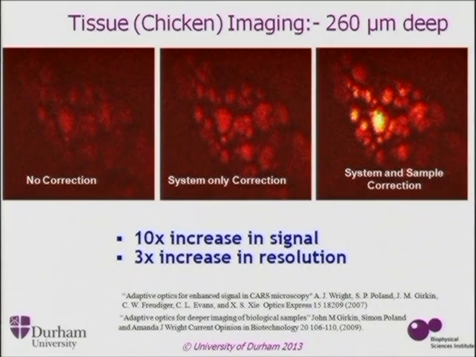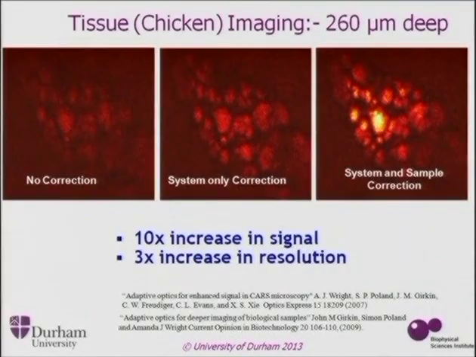But actually then, when you let the system correct for the aberrations that are just present in the system, you get a much better image. And if we then, in this case, correct for the sample aberrations, it gets even better. In this case, at only 260 microns in, we got a 10 times increase in signal and a 3 times increase in resolution. And there are now methods of doing this fairly rapidly and in real time.